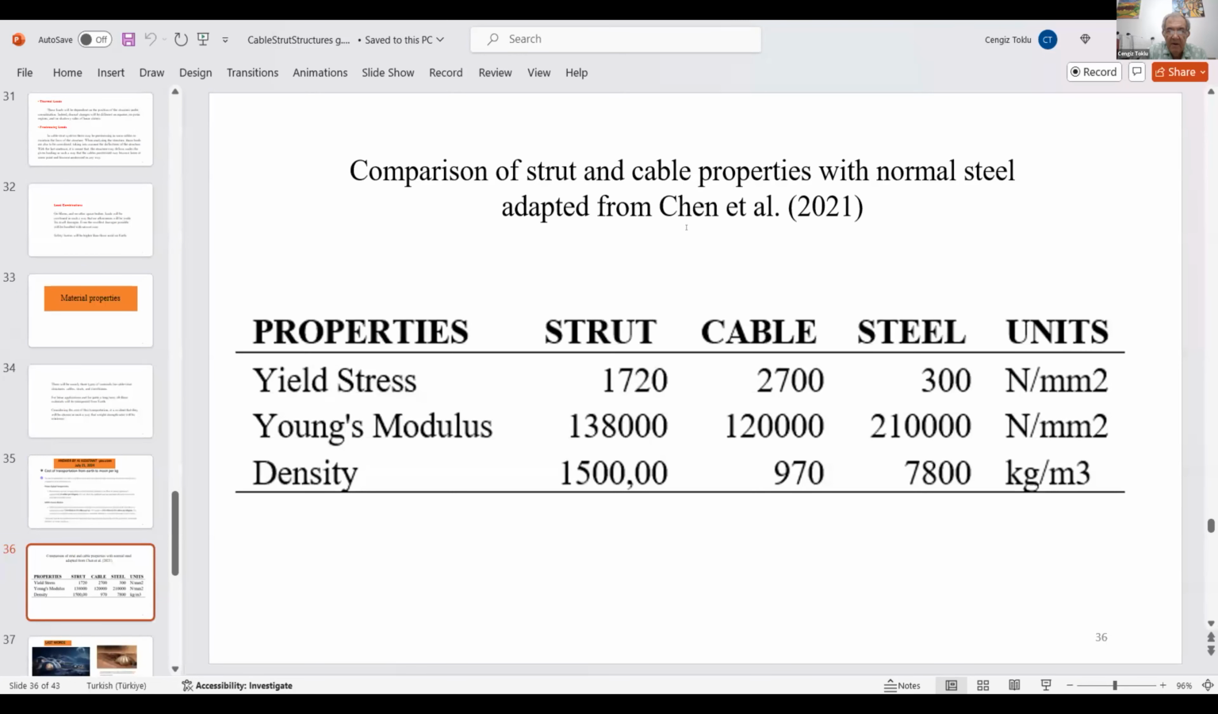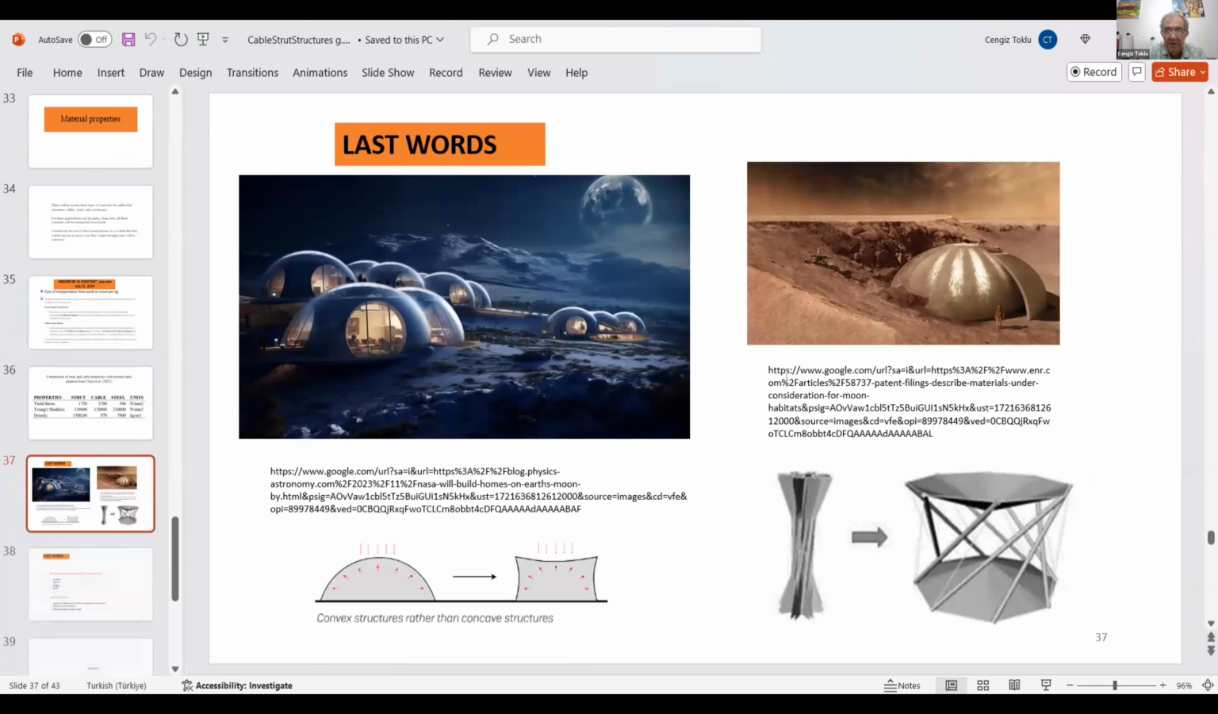Now, in an application for a lunar very high strut, for a very high tower, we are seeing that the materials that we are using are much stronger than steel. For example, yield stress is 1700 Newton per millimeter square, while for steel, the yield stress is 300 Newton per millimeter square. Now, one more thing, last words.